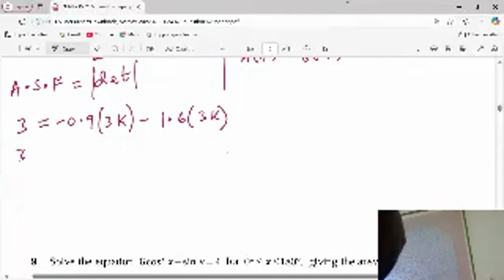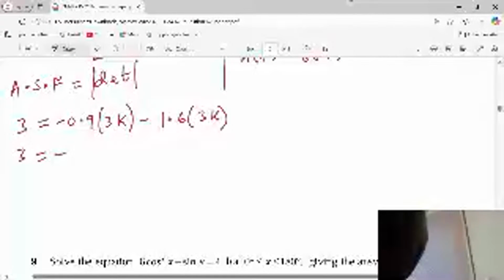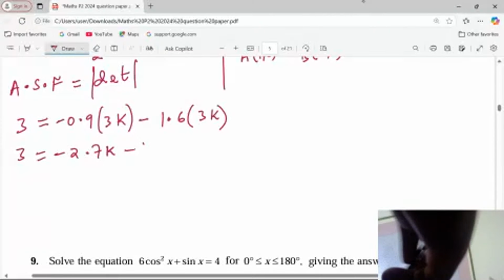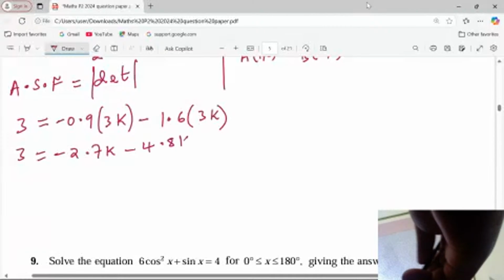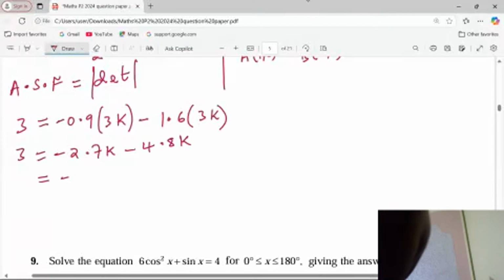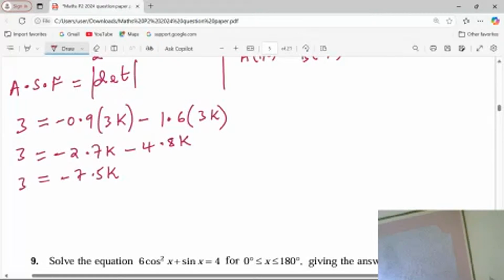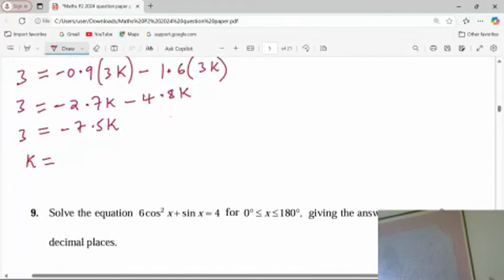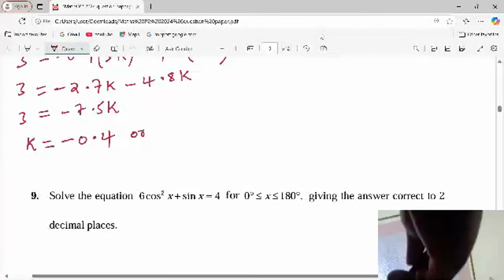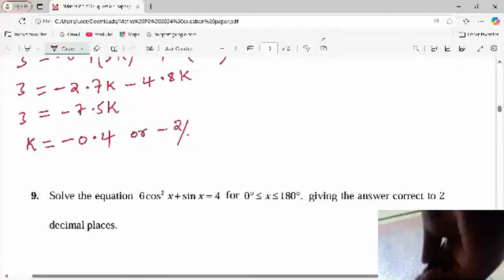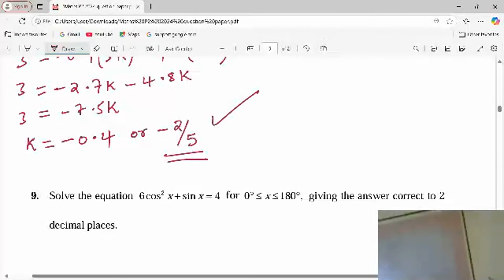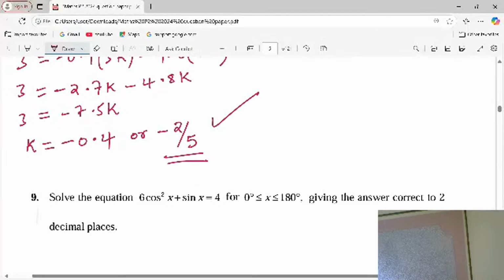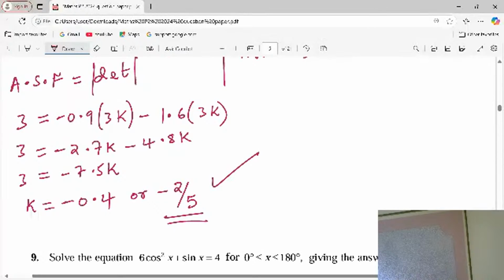So this is going to give us 3 equals negative 2.7k minus 4.8k. This is negative 7.5k, and we have 3 at this point. So we can get our k by dividing: 3 divided by negative 7.5 gives k equals negative 0.4, or as a fraction, negative 2 out of 5. This will also be considered correct. Yeah, that is it. That is how you are supposed to do it.